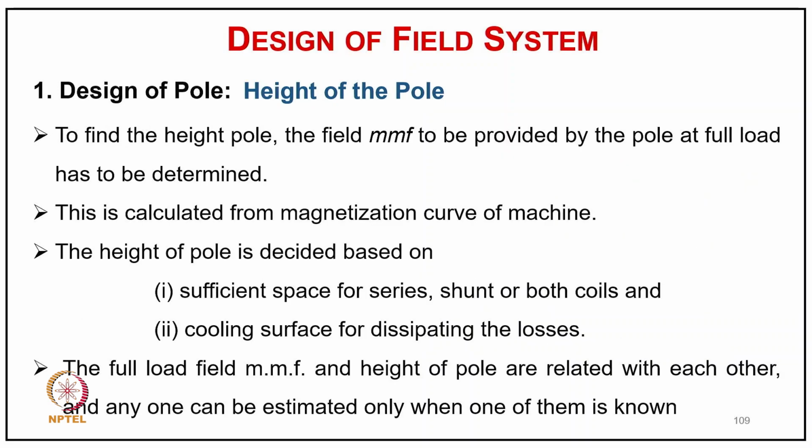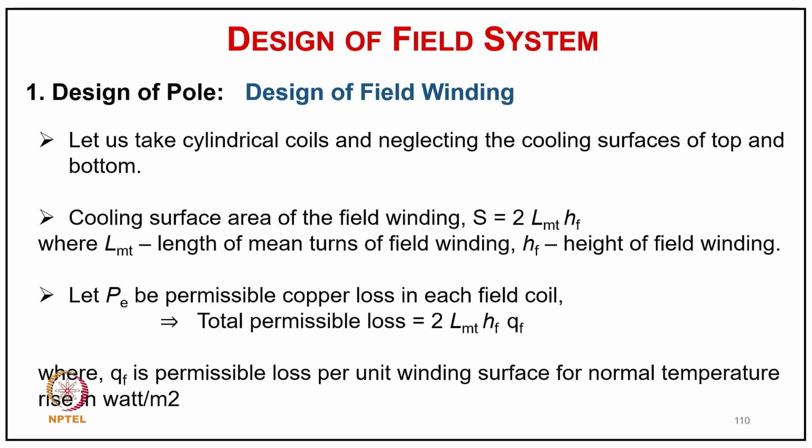So now coming to the height of the pole. To find out the height of the pole, the field MMF to be provided by the pole at full load has to be determined. This is calculated from the magnetization characteristics of the machine. The height of the pole is decided based on, first, sufficient space for series, shunt and both field coils, and cooling surface for dissipating the losses. So full load MMF and height of the pole are related to each other, and one can be estimated only when the other is known.